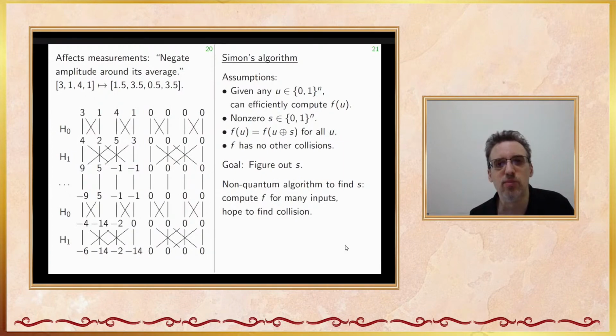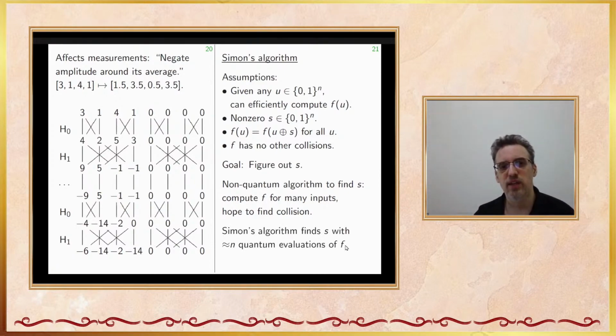And then the difference of inputs is going to be that secret s. If you have a quantum computer, you can run Simon's algorithm instead. Now, what Simon's algorithm does is it runs f only about n times, instead of square root of 2 to the n times. And then it says, here is the secret value s. So that's an amazing result compared to what you would expect to be possible.